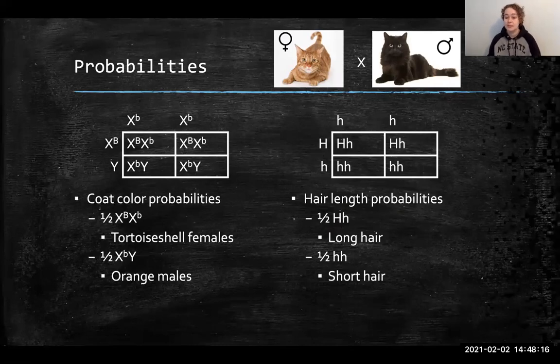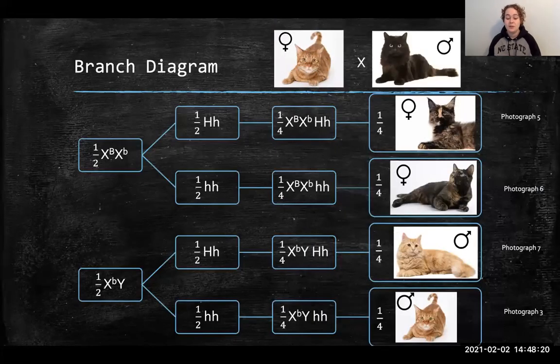assuming simple Mendelian genetics. With the branch diagram, we will start with the probability of the X-linked trait of coat color and branch to the autosomal trait of length of hair. By using the multiplication rule, we can determine what the probability will be per genotype.